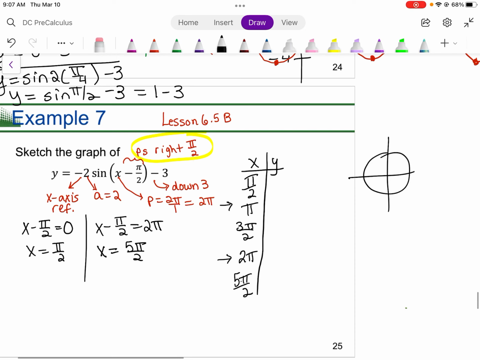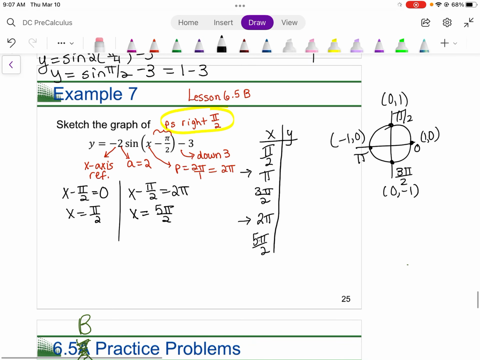All right, let me get my unit circle ready to go. Here at 0, I'm at 1, 0. Pi over 2, 0, 1. Pi, negative 1, 0. And 3 pi over 2, 0, negative 1. Just like before, for the first couple rounds, I'll show you that I end up back on my unit circle.